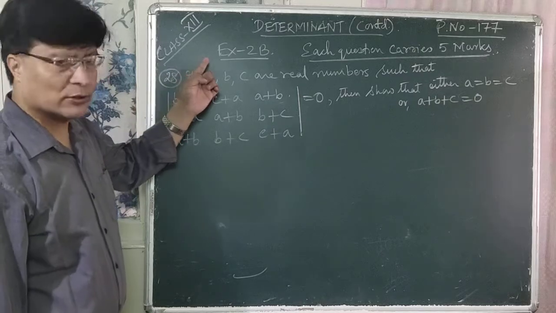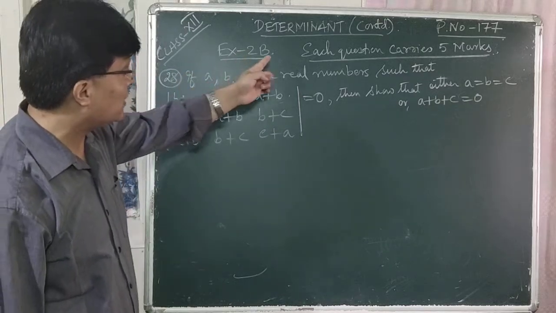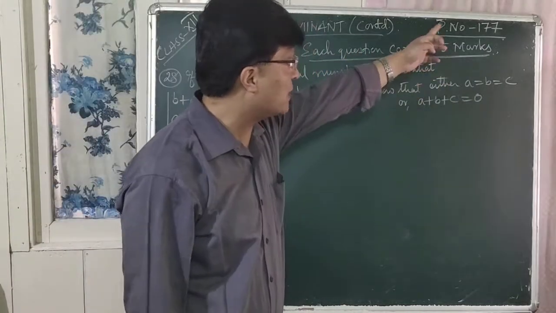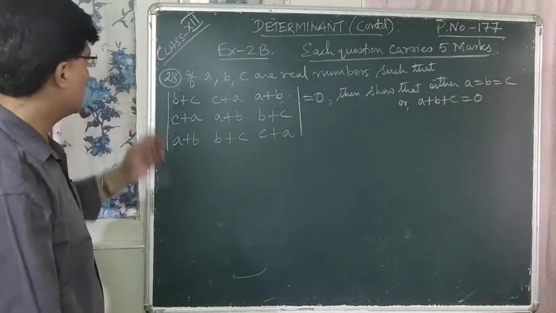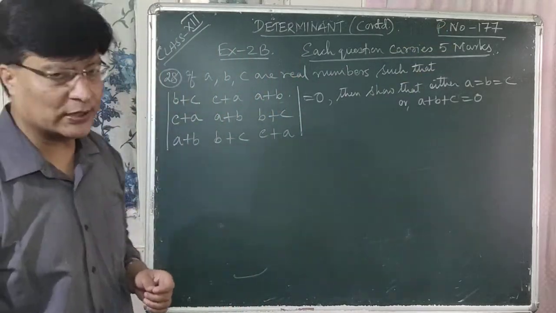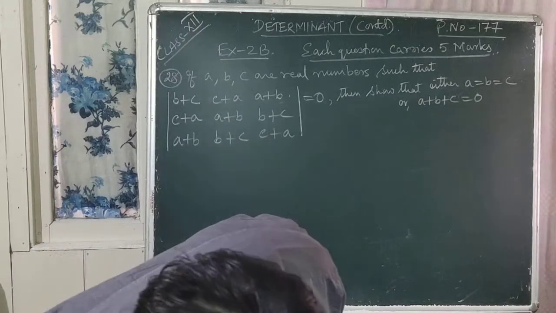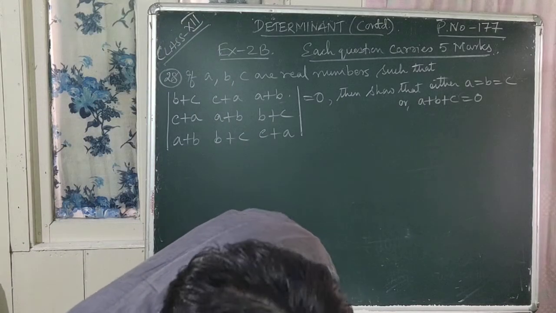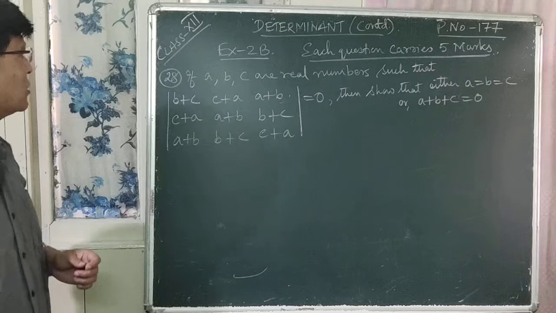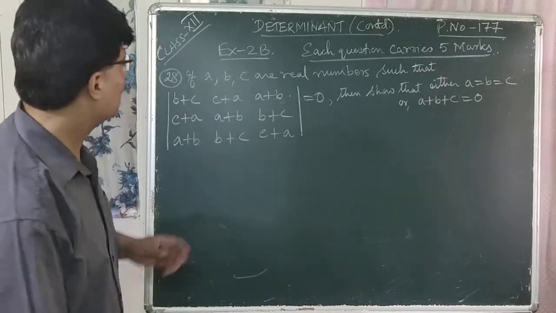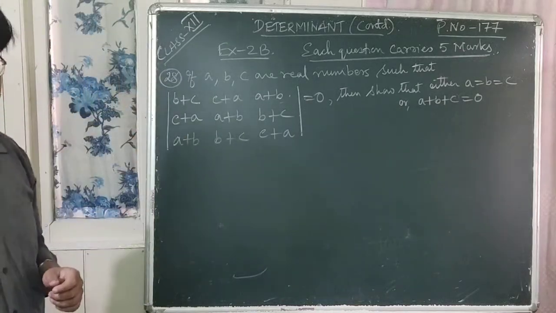So now this is again exercise 2B. Each question carries 5 marks. Page number is 177 and this is question number 28. And in the last class we did question number 26, right? So let's do question number 28.